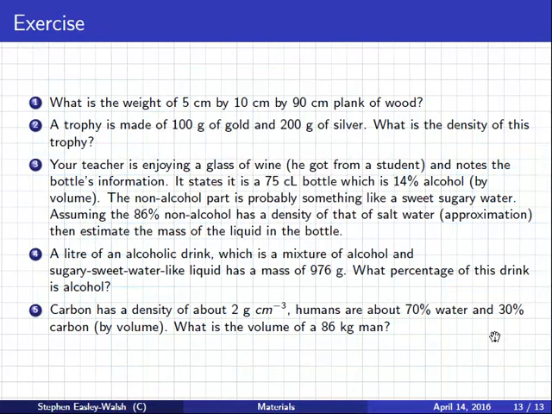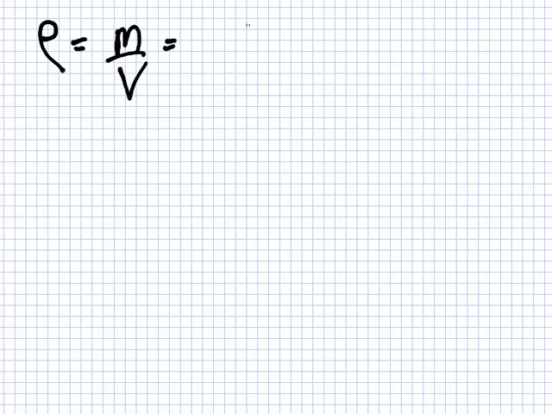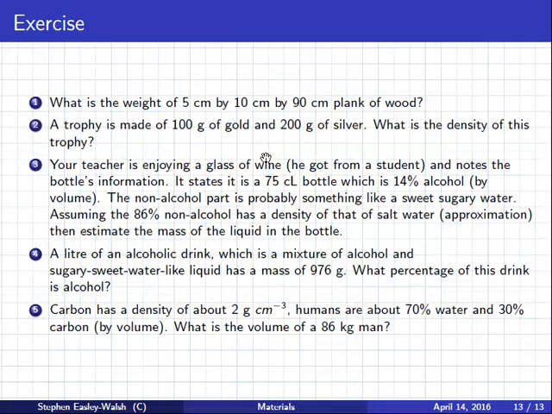Right. So what's the formula for density? Mass over volume. And what's the mass of the man? 86. And the volume of the man? We don't know. But we do know the man is made of water and carbon. So we can say density is mass over volume, so volume is mass over density. So that would be mass of the water over density of the water plus mass of the carbon over density of the carbon.